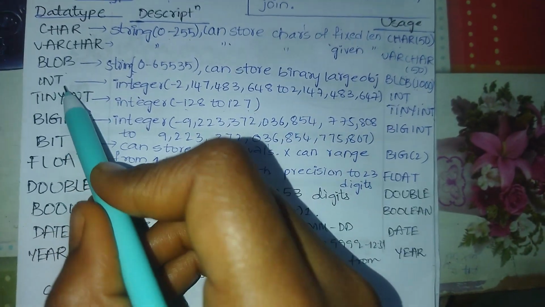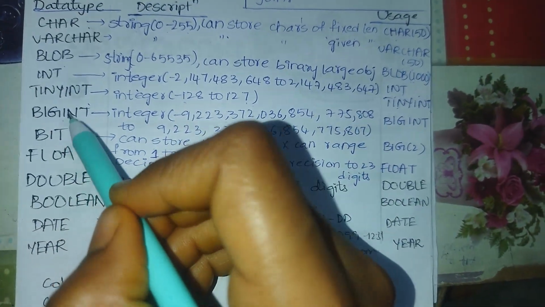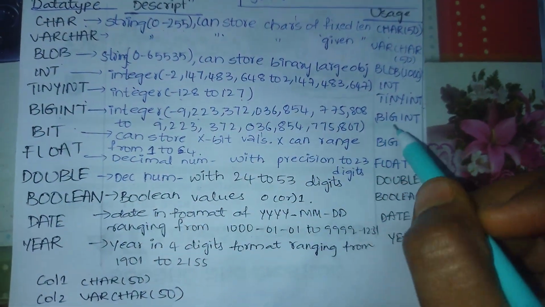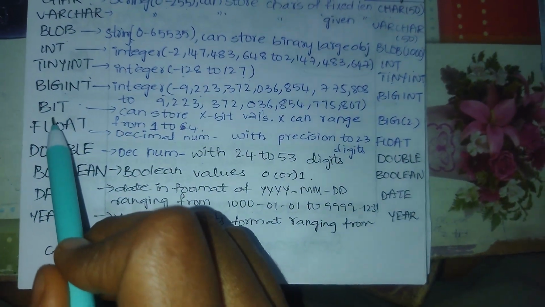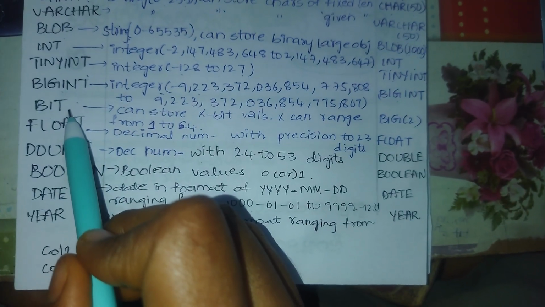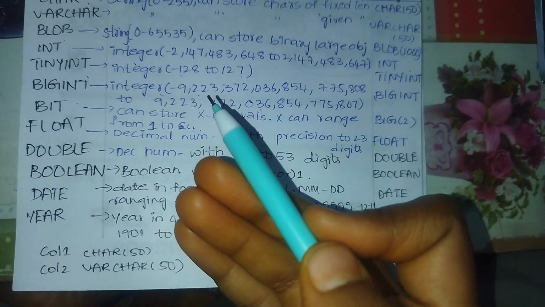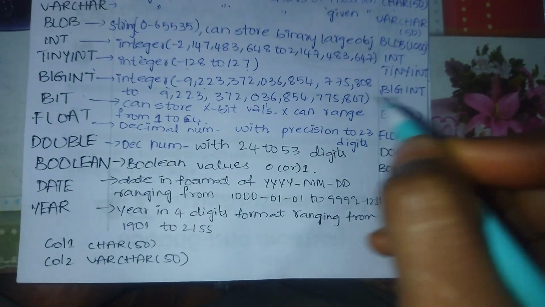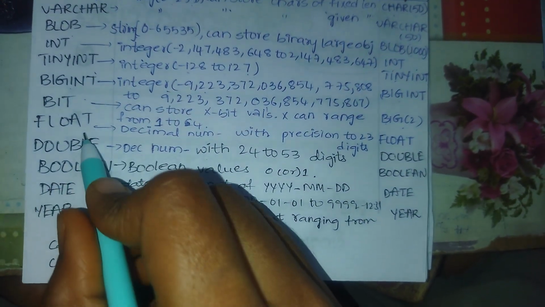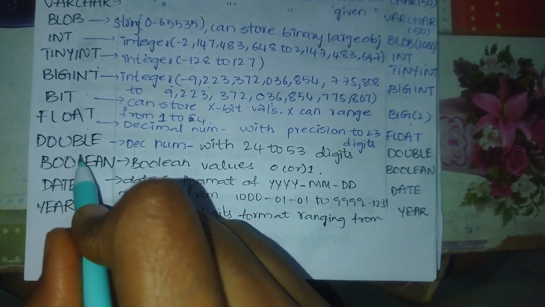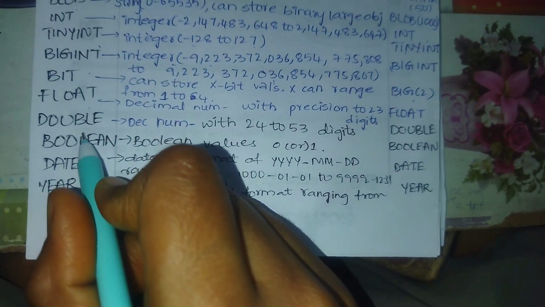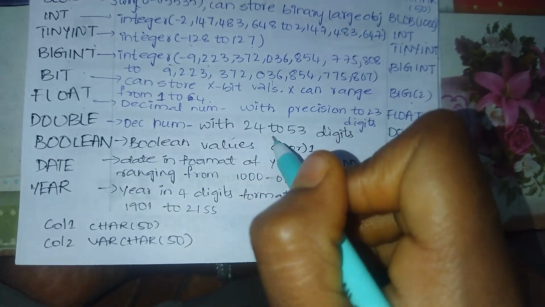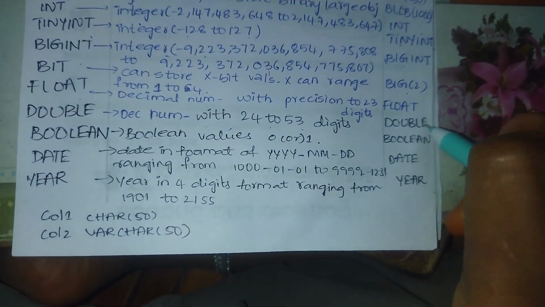With the int we have INT, TINYINT, BIGINT, 3 types. This is size. We will use BIGINT. BIT is used to store x bit values, where x can store a range like 1 to 64. FLOAT is the decimal number representation. DOUBLE is the number we use for decimal numbers, from 24 to 53 digits, with the DOUBLE word.